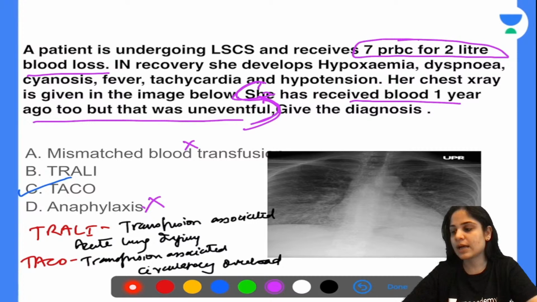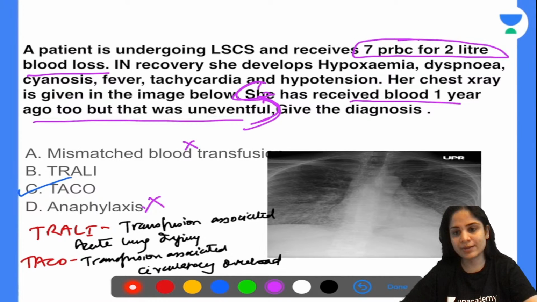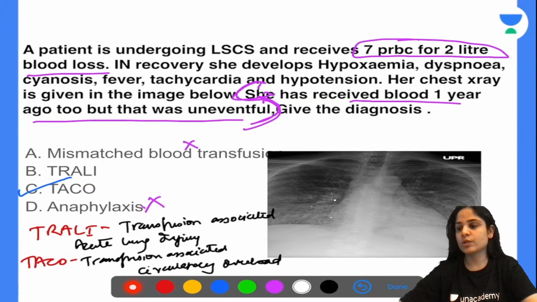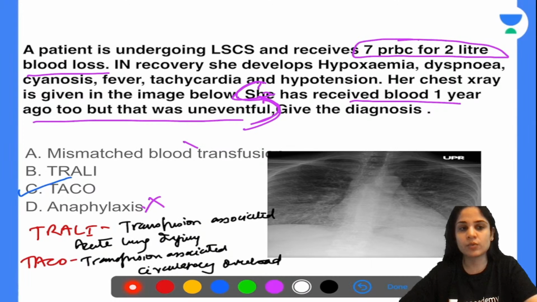Now, if you look at the X-ray over here, you can see that the pulmonary vessels are completely dilated. Okay, so why are they dilated? That is because they are overloaded with the fluid. Why are they overloaded with the fluid? Because you have given so much blood. So the answer over here is transfusion associated circulatory overload.